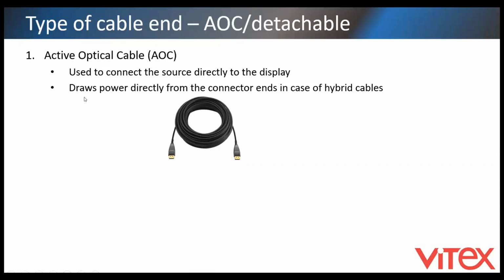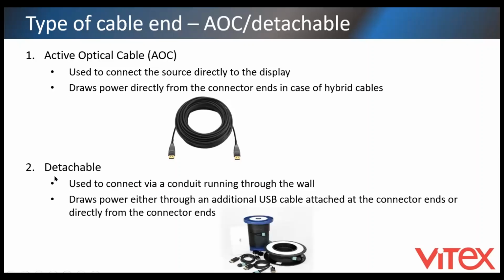The next part is that it draws power directly from the connector ends in the case of hybrid cables. As I mentioned earlier, hybrid cables contain copper cables inside of them along with the fiber. So the moment you plug one end of the cable into the source and the other into the display, they don't need to get power from any other source. They can directly consume the power from the connector ends. Basically, they have a pin to consume power from this end on both sides.